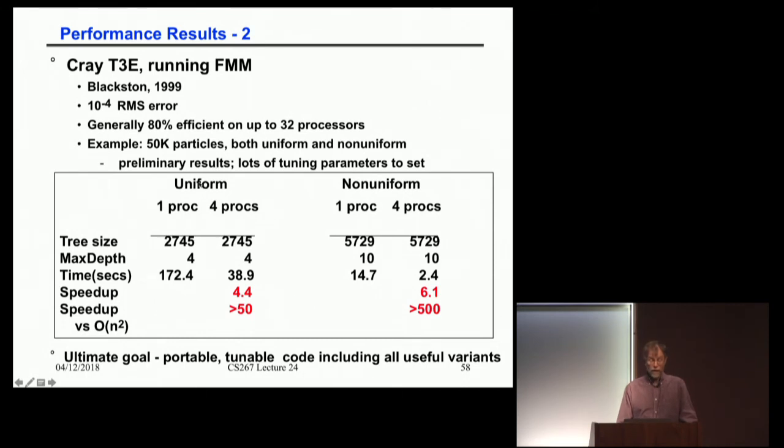So in the case of 50,000 particles, uniformly distributed, how big was the tree? It turned out it was 2,745 nodes. And it built the same tree whether it was 1 processor or 4 processors. And since it was uniform, the tree was not very deep. It was only 4 levels deep. What happened to the timing? As it went from 1 to 4 processors, it sped up from 172 seconds to 39 seconds. It was a speed up of 4.4, which is bigger than the number of processors.